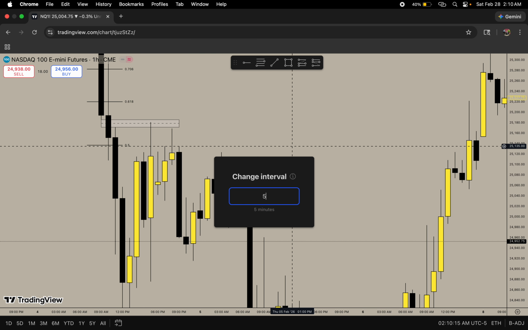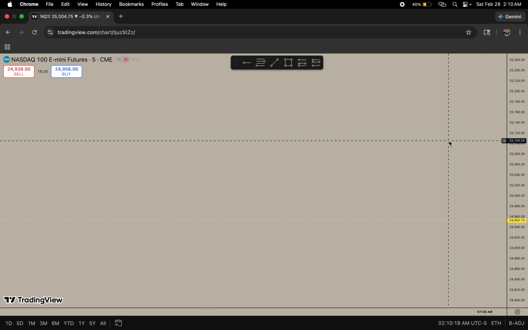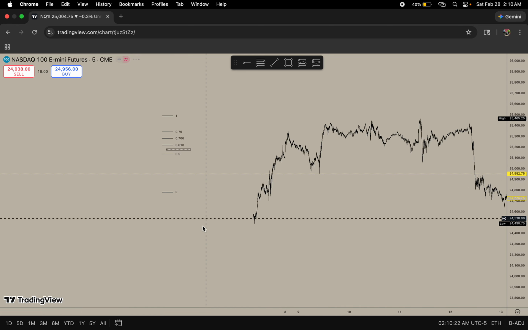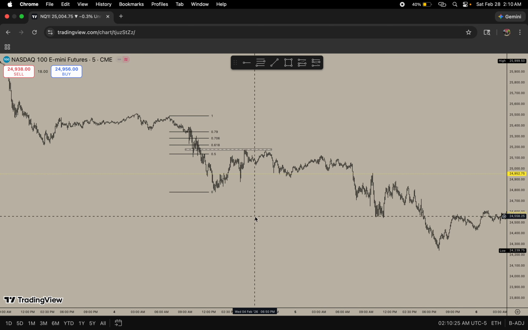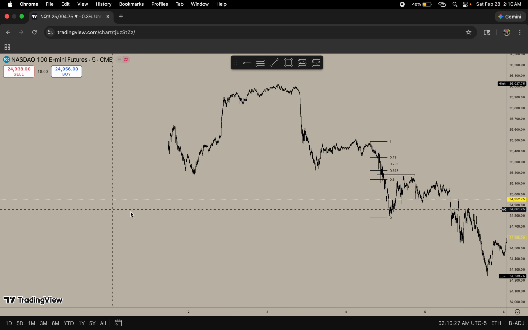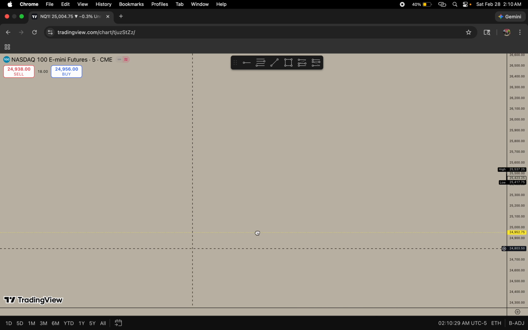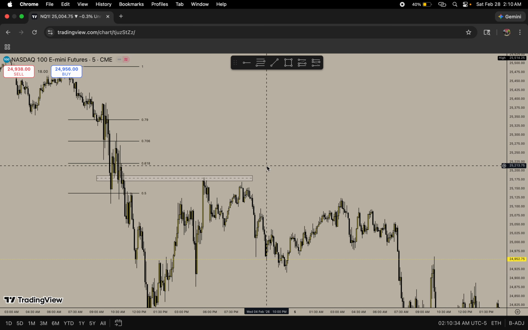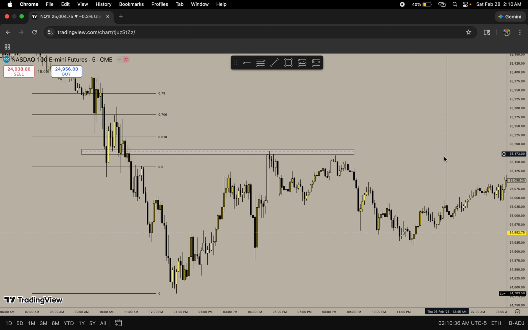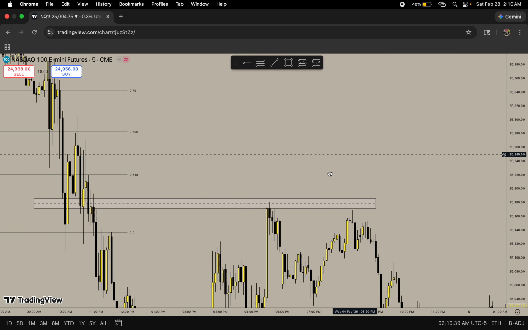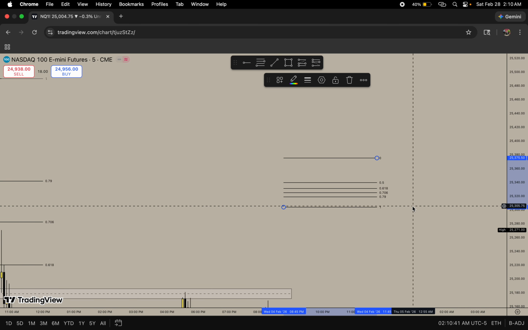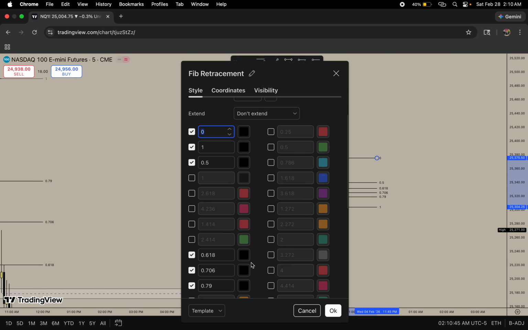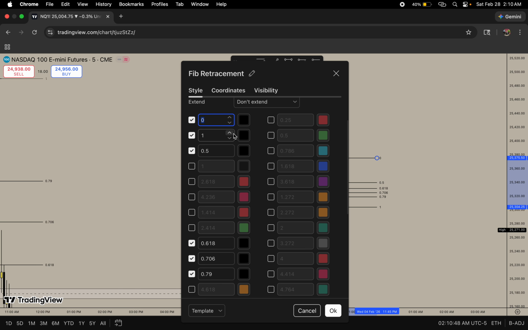I can't even go to the 5 minute. Let me see. No. Yeah, then I have to find my login for this. But anyways, guys, you get the point of it. Oh, by the way, let me just show you the settings. You guys can screenshot that and use it.